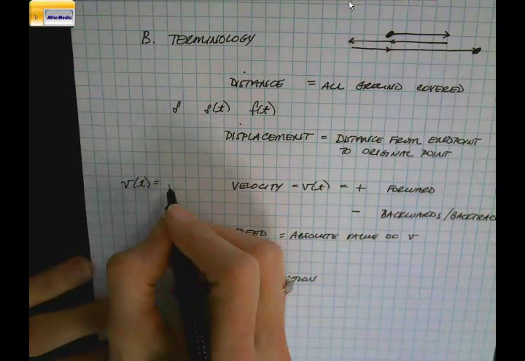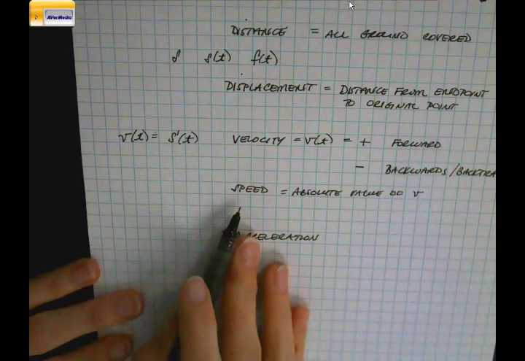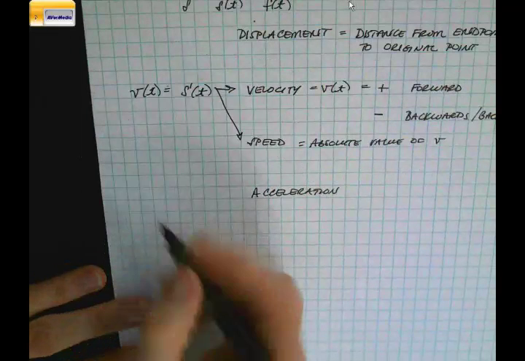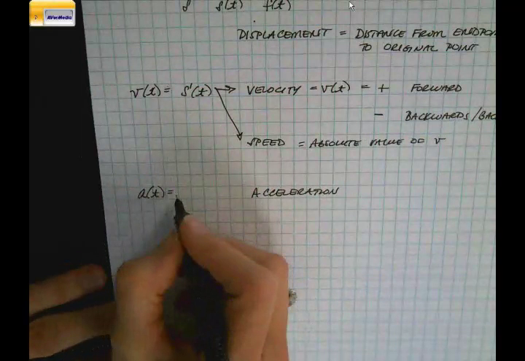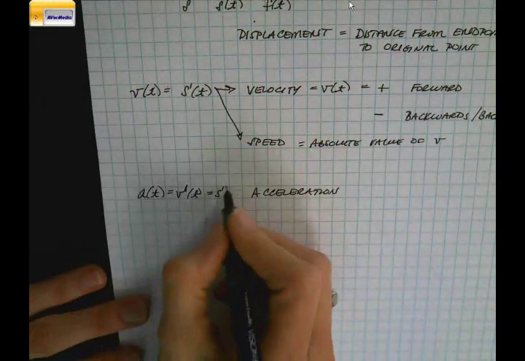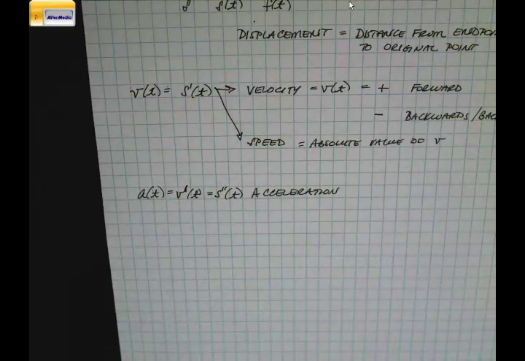Velocity, v of t, is the first derivative of your position function, or the first derivative of s of t. It's the first derivative, and it can be positive or negative. So that's velocity. And when you take the absolute value of it, it becomes speed. Acceleration, a or a sub t, is the first derivative of velocity, which is the second derivative of your position function. Okay, so you have your position function, your first derivative is velocity, and your second derivative is acceleration.